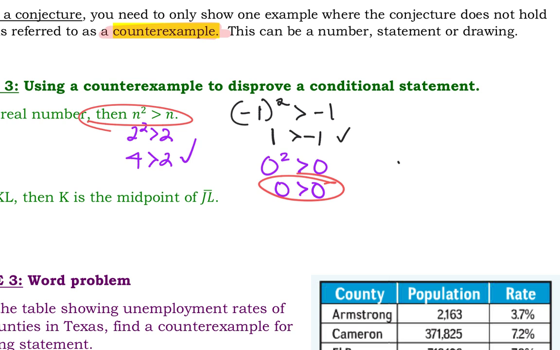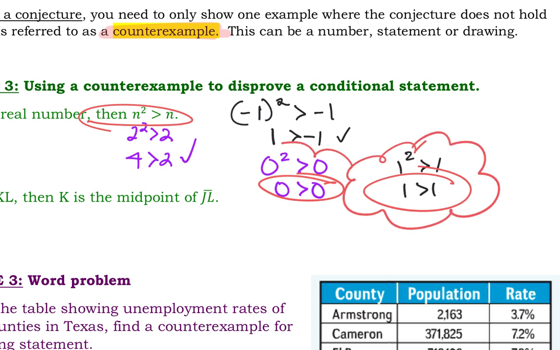Yeah, so this one works. What's 1 squared? 1. Is 1 greater than 1? No. These are counterexamples. This is what we want. We want the ones that say no. So either one of these would be correct. We want it to be false. These are counterexamples, not an example. We want counterexamples. All right, so let's look at the last one.